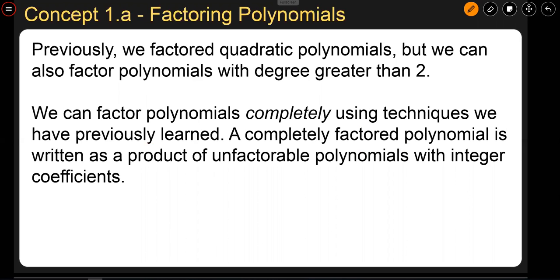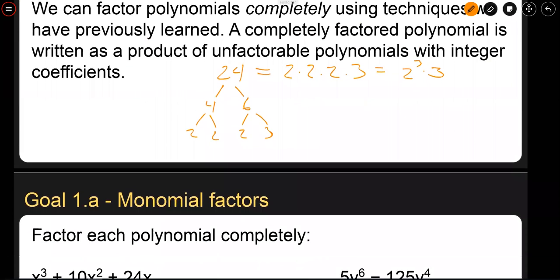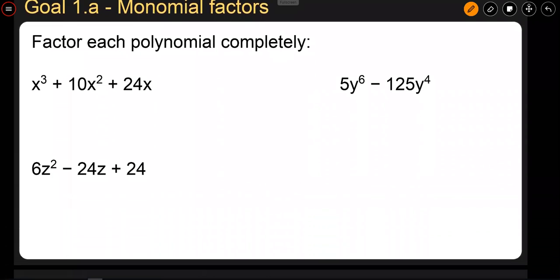Just like factoring a number, if I factor 24, I can break it into 4 times 6, and then 4 breaks into 2 times 2, and 6 breaks into 2 times 3. So 24 is effectively 2 times 2 times 2 times 3, or in condensed form, 2 to the third times 3. The same idea happens here with polynomials, but instead of using a tree structure, because it would be unwieldy, we just break these into different parentheses that are all next to each other. So we'll see that in just a second. We're going to factor each polynomial completely.